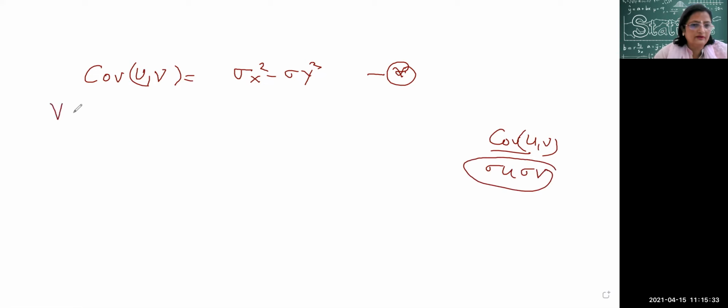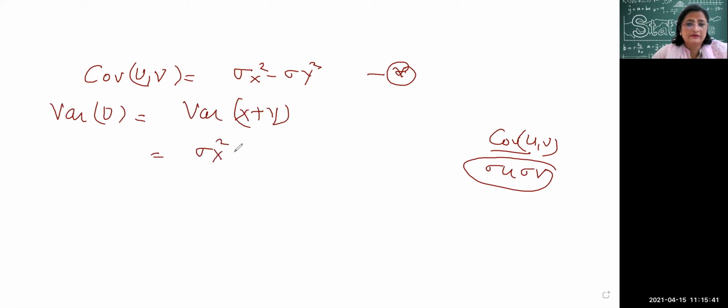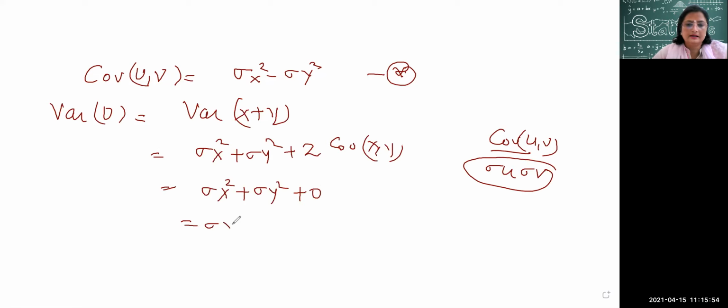So first of all we will find out variance of u. So this is variance of x plus y, right? This is variance of x plus variance of y plus 2 times covariance between x and y, and this comes out to be 0 because x and y are independent. This is sigma x square plus sigma y square, which implies sigma x square plus sigma y square, right?